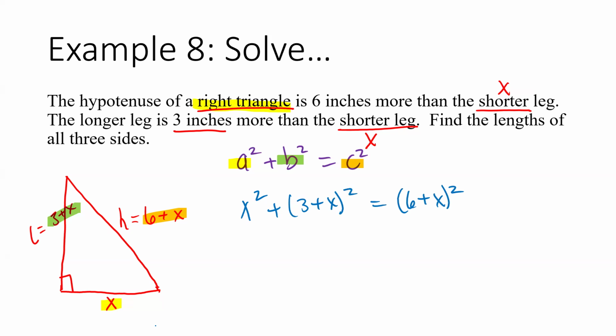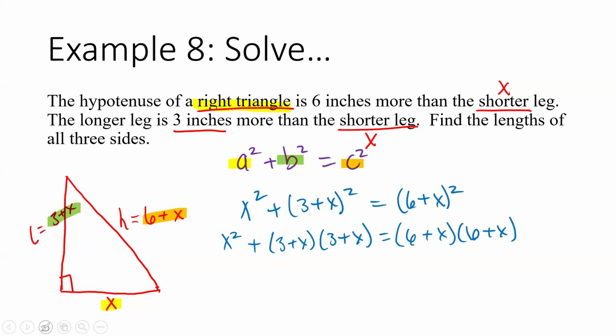Okay, so now I've plugged everything in, and my goal is to simplify and get one side equal to 0. So in order to do that, we're going to have to use all of our math knowledge and skills that we have. So first off, we have X squared is going to just say X squared. What does it mean when you have 3 plus X to the second power? There's 2 of them. So it's 3 plus X times 3 plus X. You cannot distribute the power over addition. And the same thing is going to go for 6 plus X. So it's 6 plus X times 6 plus X.